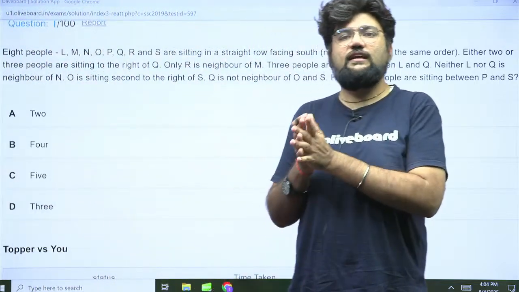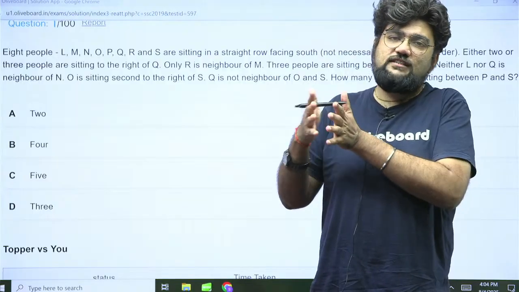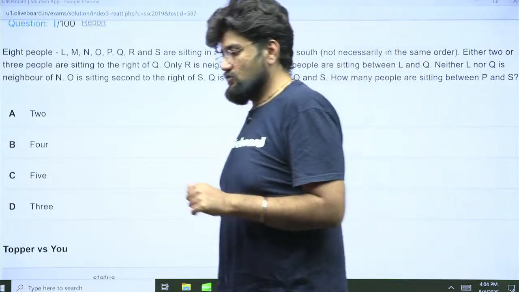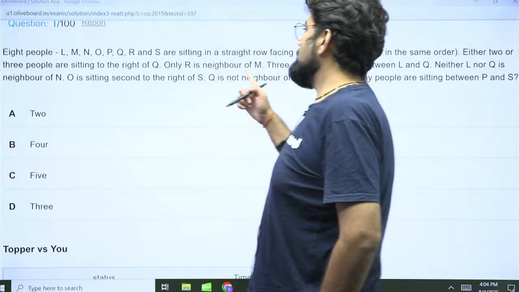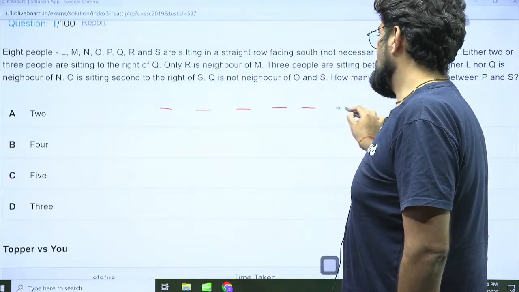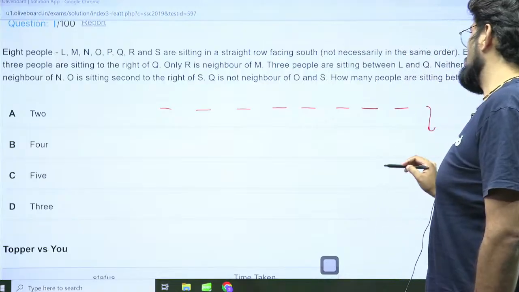This question will give you instances where you will have to make multiple cases and then give the correct answer. So let's start with this. There are 8 people who are sitting in a straight row facing the south. So okay, 8 people facing the south, right?